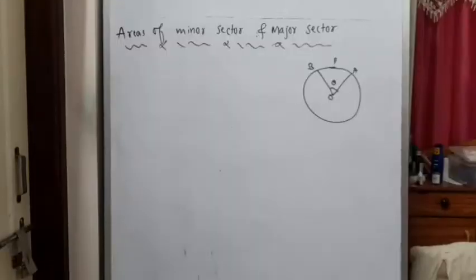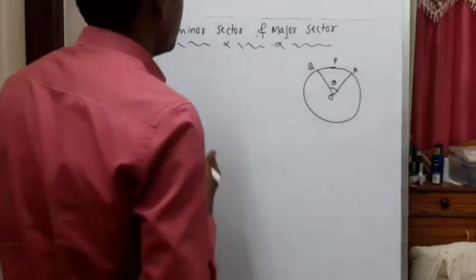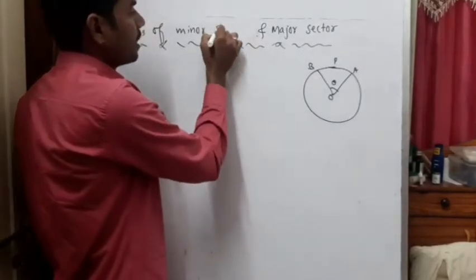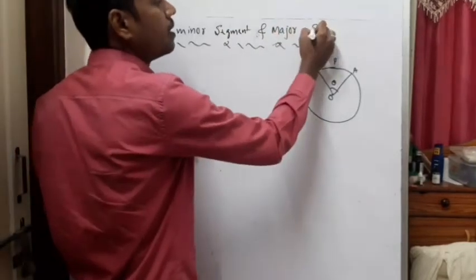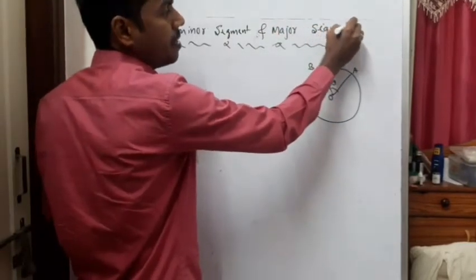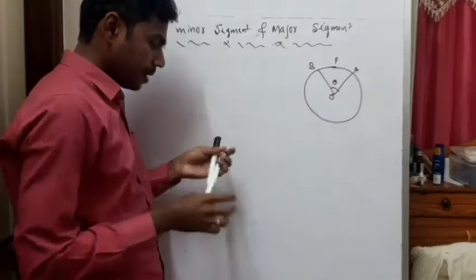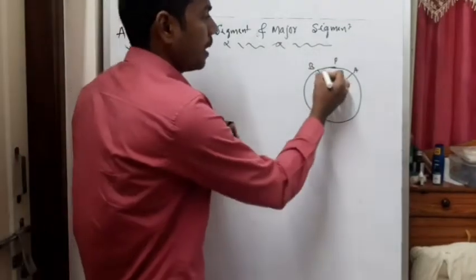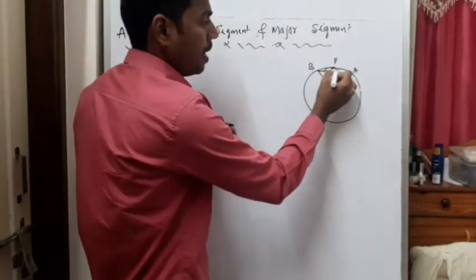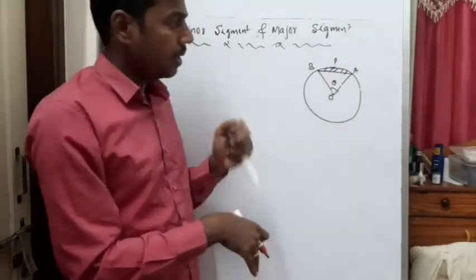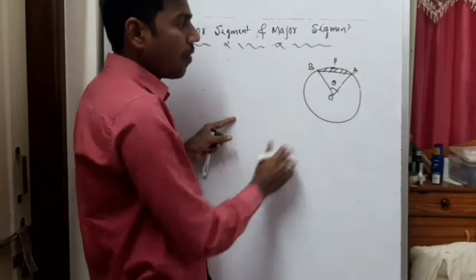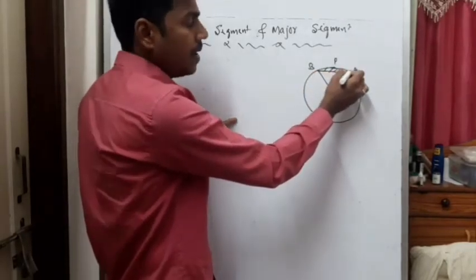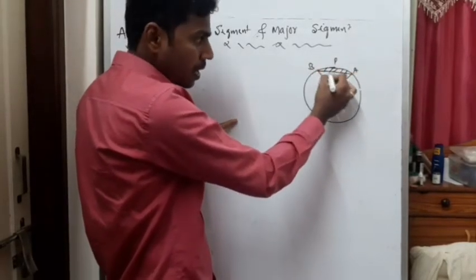Now, how to find the area of the minor segment and major segment? Very simple. Suppose AB is a segment, this is a minor segment. So how to find the area of the minor segment? First find the area of the sector. From that, you are going to remove the area of the triangle.